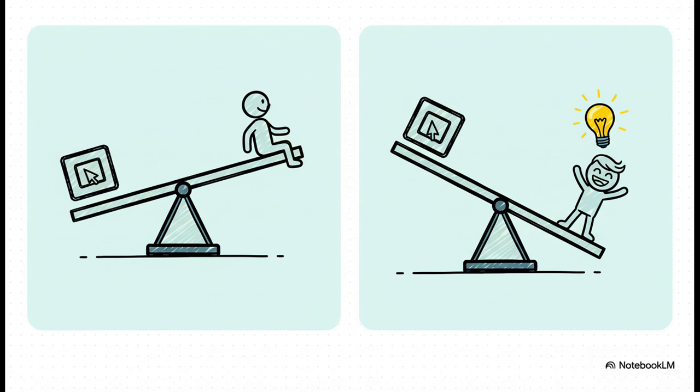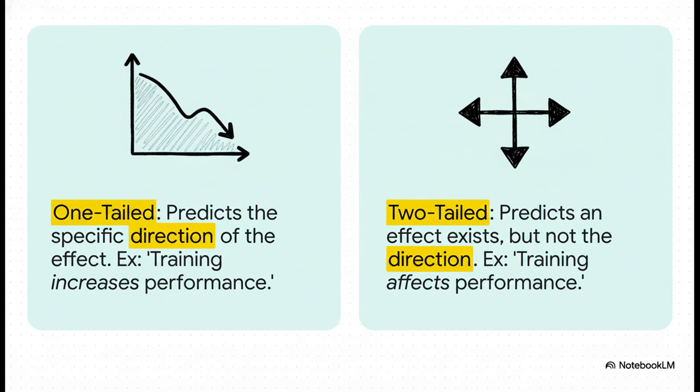Think of it like a seesaw. The null hypothesis is balanced in the middle. Our job as data detectives is to see if our evidence is heavy enough to tip the scales and reject that default assumption. And you can get even more specific with this.